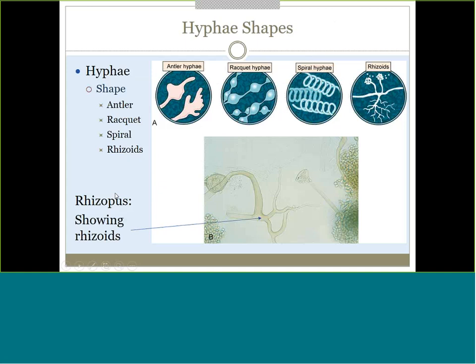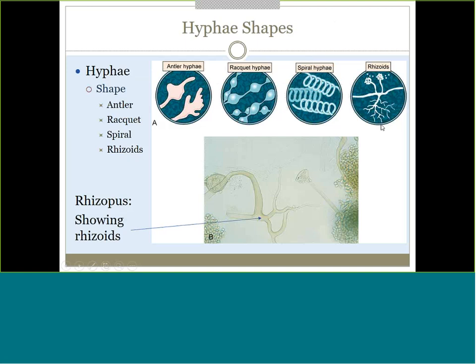All right, so with that being said, hyphae do take different shapes. I am not going to quiz you on the shapes here of these antler, racket, spiral, but I will quiz you on the rhizoid one. The first 3 here, you can just look at the pictures and you kind of get a sense of how they're named. I do not mention these again except here. The rhizoids, though, I do mention again, and I will test you on that.